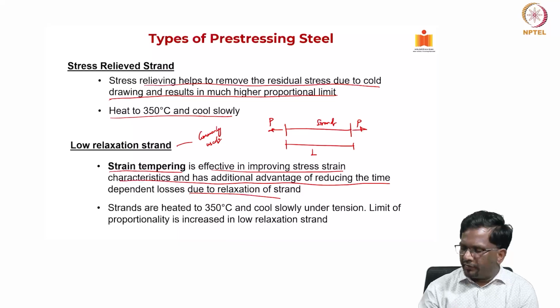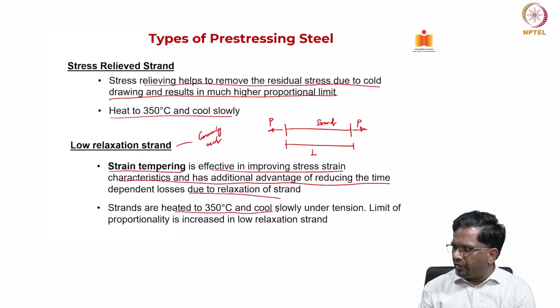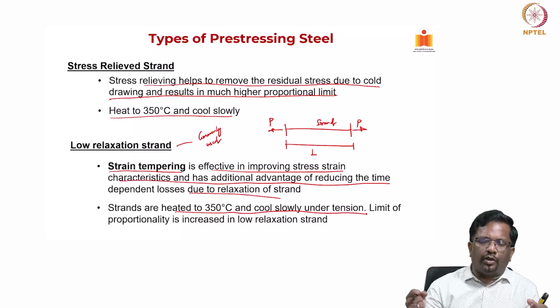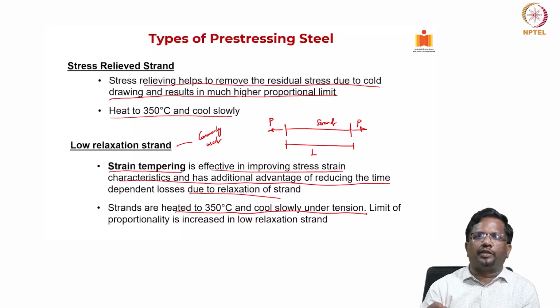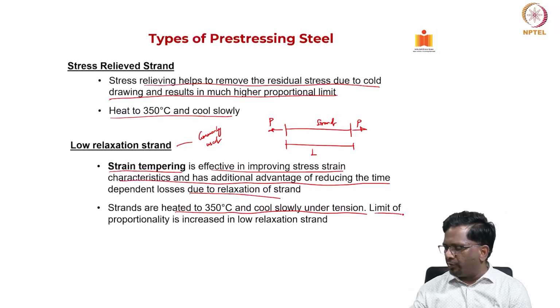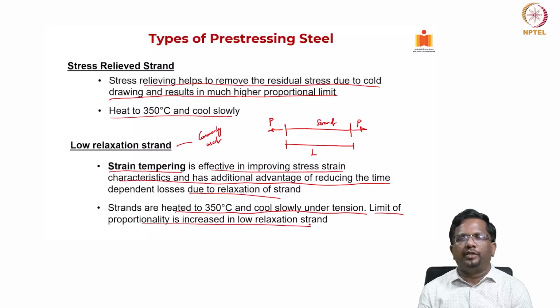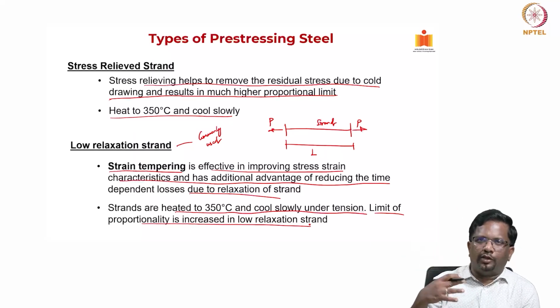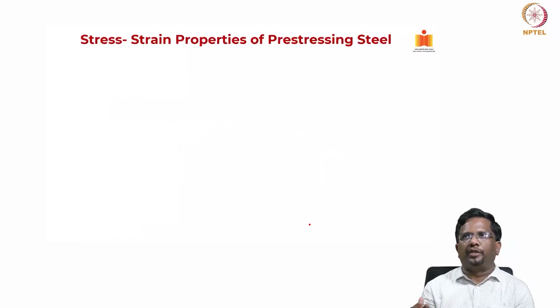And here again, as we explained in the previous slide, we heat it to 350 degrees centigrade and cool slowly under tension. So, here not only you are heating it, but you are heating it under tension. So, with this the limit of proportionality will be further increased, and that is better for you, because higher the yield strength, the better it is for you. So, we will explain that in the stress strain curve.